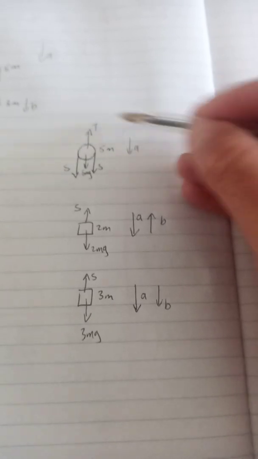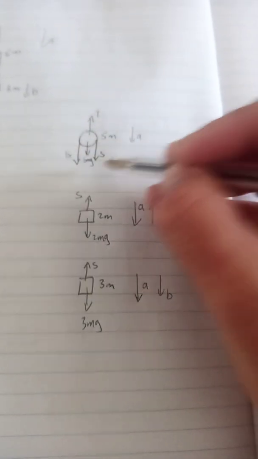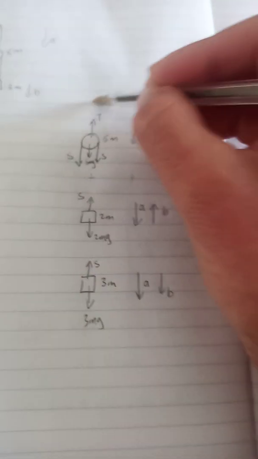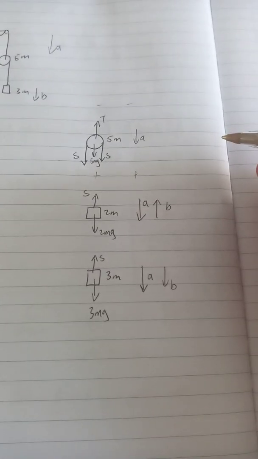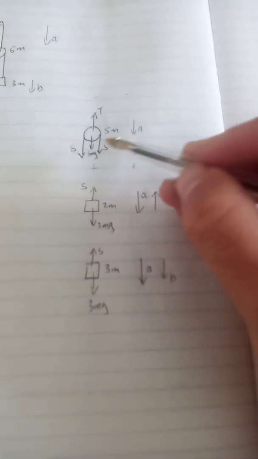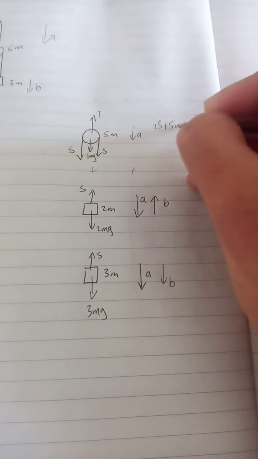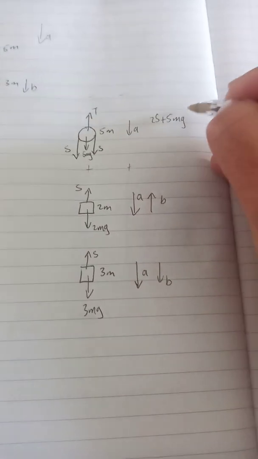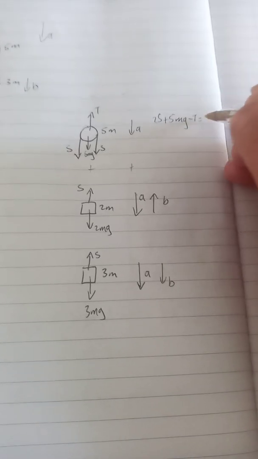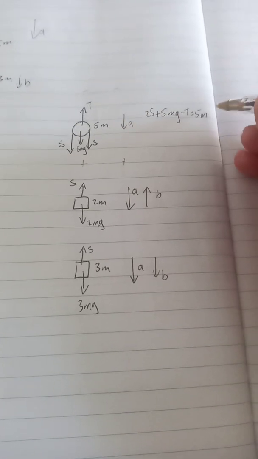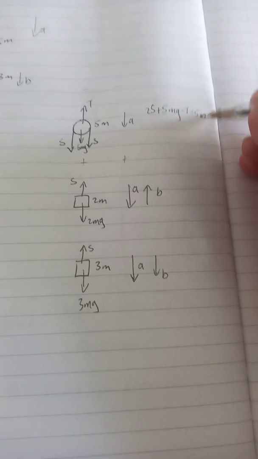This one. Okay, so I'm going to say downwards is positive here. So any force downwards is positive, any acceleration downwards is positive as well. Anything upwards would be negative then. So I'll have 2S and 5mg downwards. T is upward, so I put a minus in front of that, and that's equal to the mass of it, which is 5m, by the acceleration, which is also downwards. So that's my second equation.